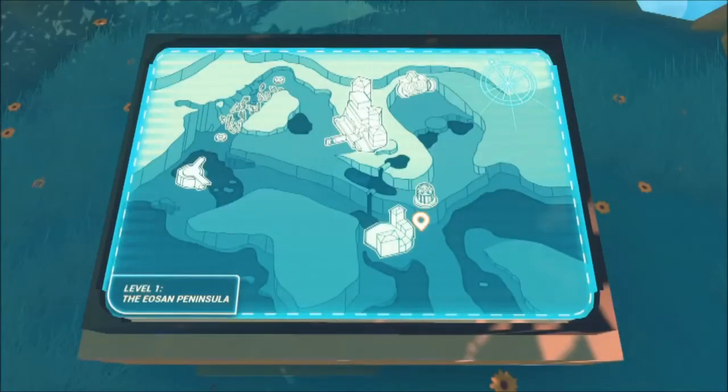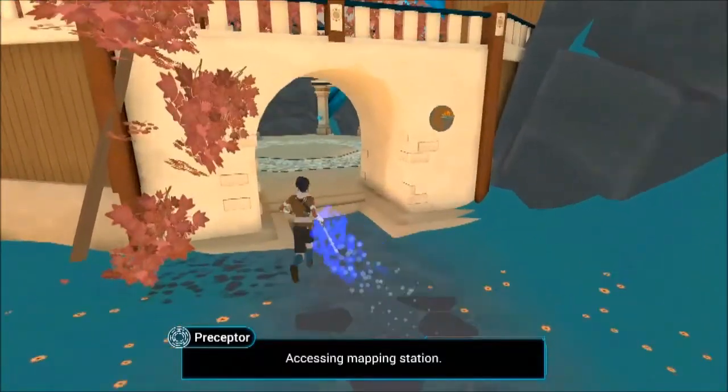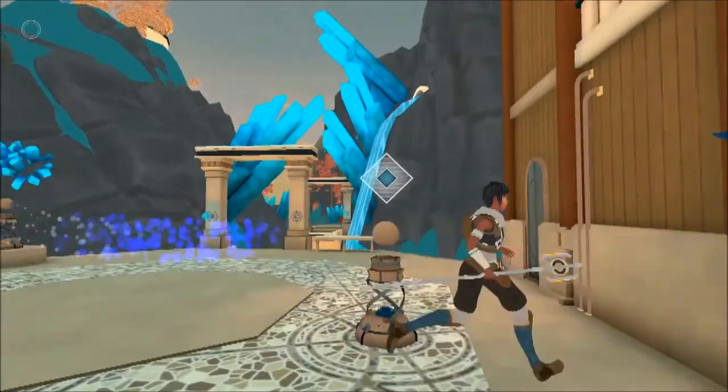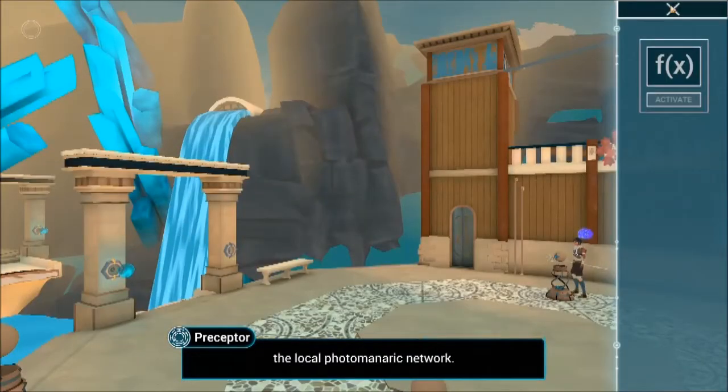So we can look at the map. So that's where we are, and there's places to go.